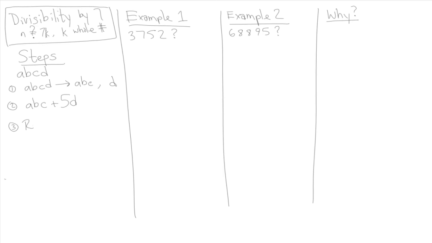So then finally we just repeat. You're going to keep doing this until you get to the level where you do recognize that the number definitely is or definitely is not divisible by 7.